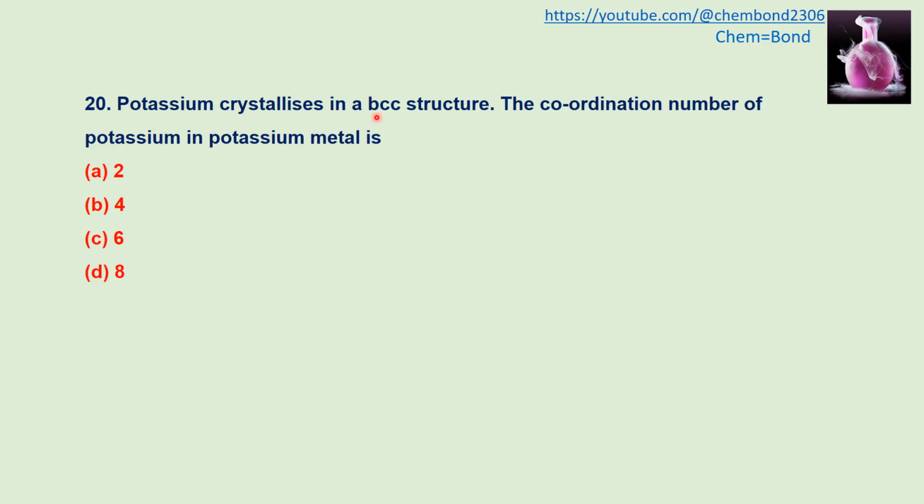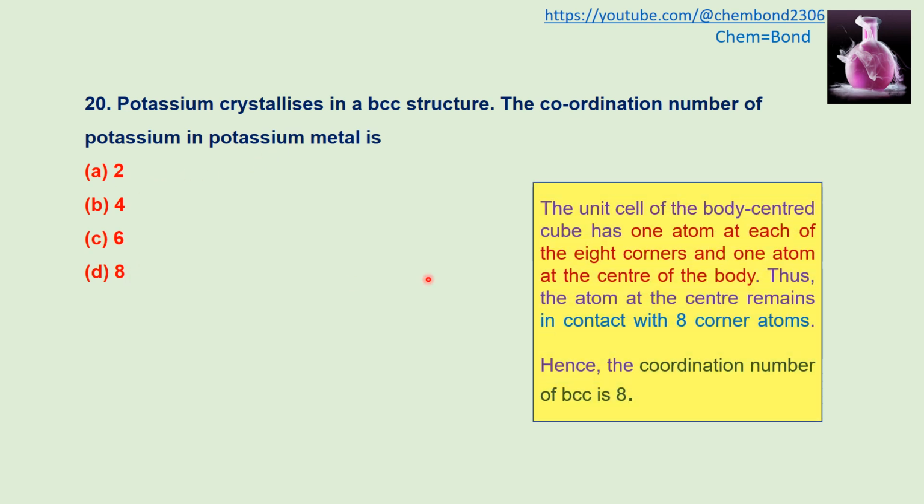Potassium crystallizes in a body center cubic structure. The coordination number of potassium in potassium metal, that is the body center cubic structure, is 2, 4, 6 or 8. The unit cell of the body center cube has one atom at each corner and one atom in the center. Thus, the atom in the center remains in contact with 8 corner atoms.